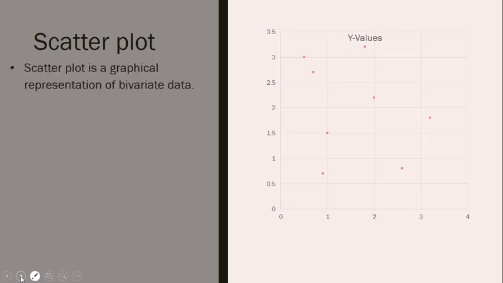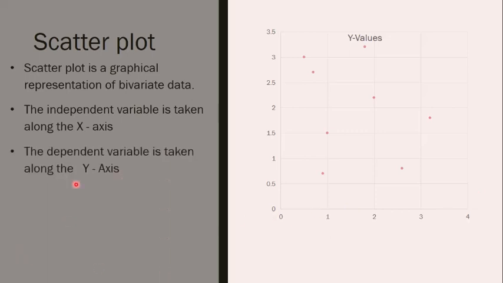Now let's see what a scatter plot is. It is a graphical representation of bivariate data. Bivariate data in the sense when two variables are involved. Usually the independent variable is denoted by x and it is taken along the x-axis, and the dependent variable, which is y, is taken along the y-axis. Usually we get a pair of observations to plot on the graph. So that is how you plot a scatter plot.